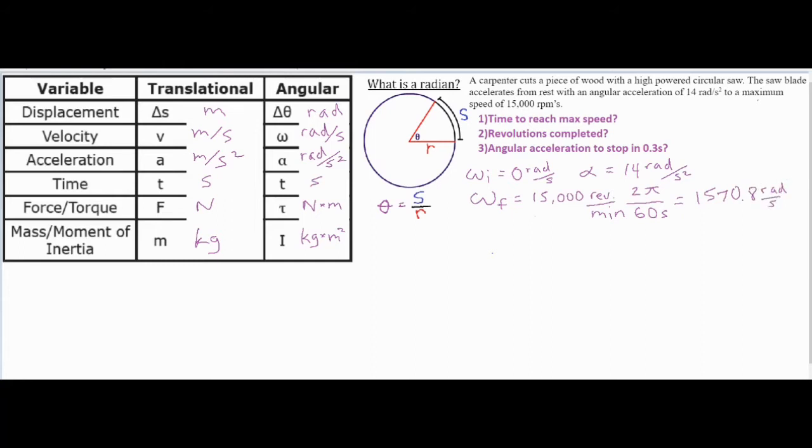radians per second. All right, so we've got all of our known variables labeled with the correct units. If we're looking for a time, we would use the formula omega f minus omega i over t equals acceleration, the alpha. We know all of our variables, so we're going to plug all those in and then use a little bit of algebra to solve for our t.